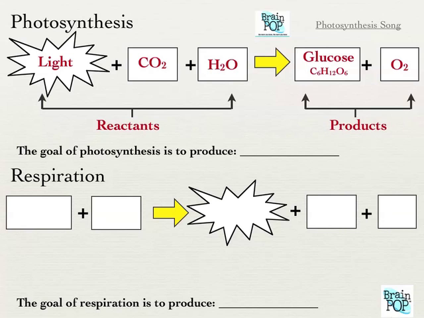And so overall, the goal, the purpose, the point of photosynthesis is for plants to produce glucose, which is what they use as their food.